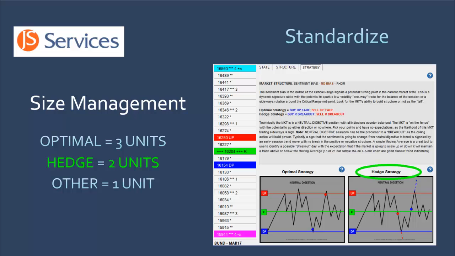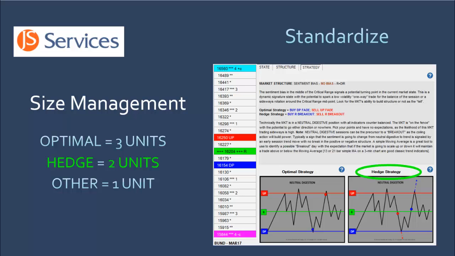Hedge strategies are themes that look to participate in potential transitional shifts in state, when a market breaks structure of the current condition. Shifts in state can be dramatic and provide significant opportunity, but the lack of clarity of what state the market is transitioning into balances the reward and makes this a 2-unit trade.